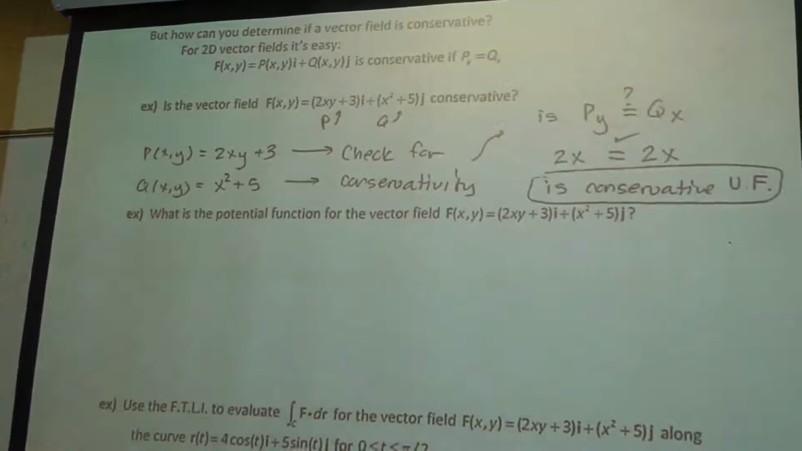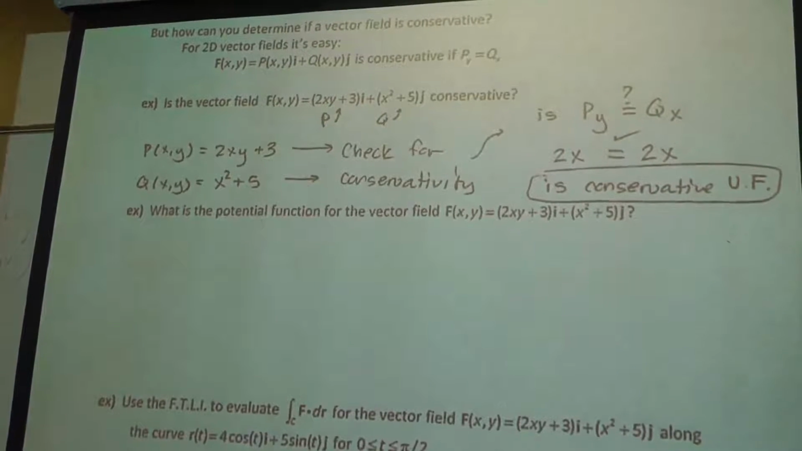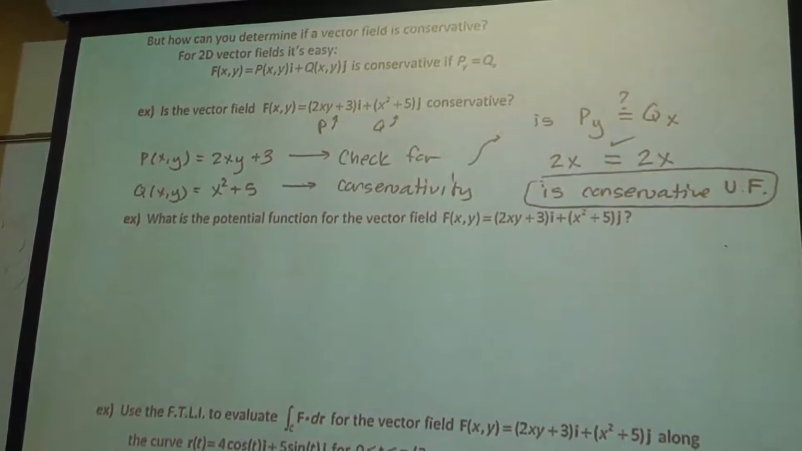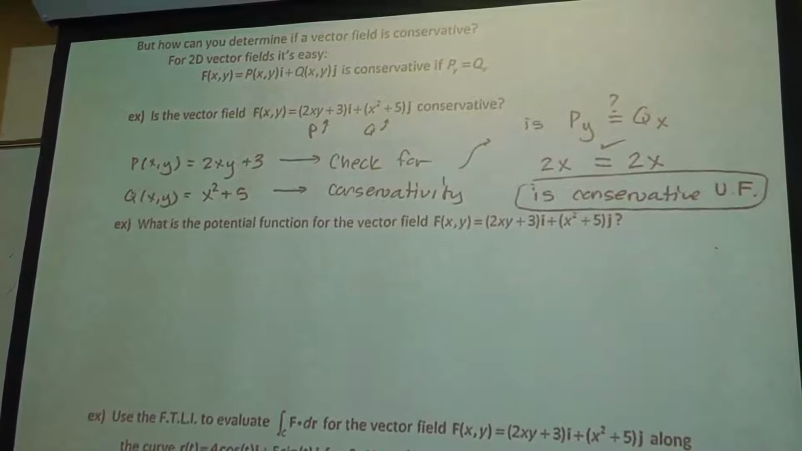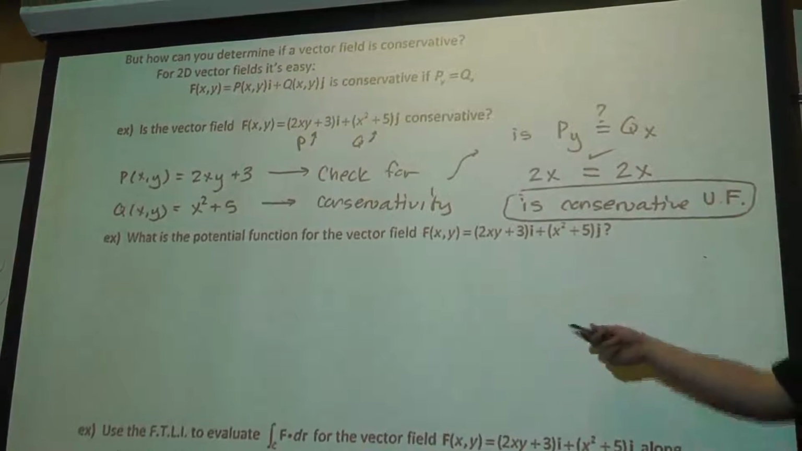So in 2 dimensions, it's easy to check. Just take your 2 components, take one partial derivative each. First component is partial with y, second component is partial with x. And see if those match up with each other, okay? Now, here's the real fun thing.